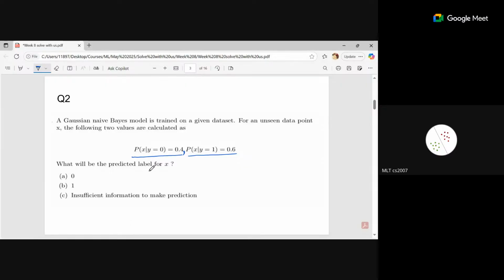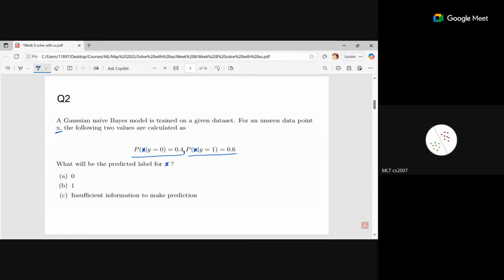So the only information that is given, if you have this unseen data point X, is two things. One is probability of X given Y equal to 0 is 0.4, and probability of X given Y equal to 1 is 0.6. You have to find what is going to be the predicted label for X.